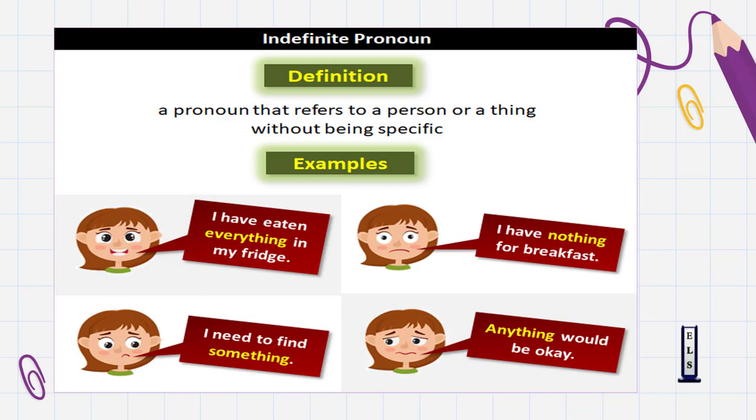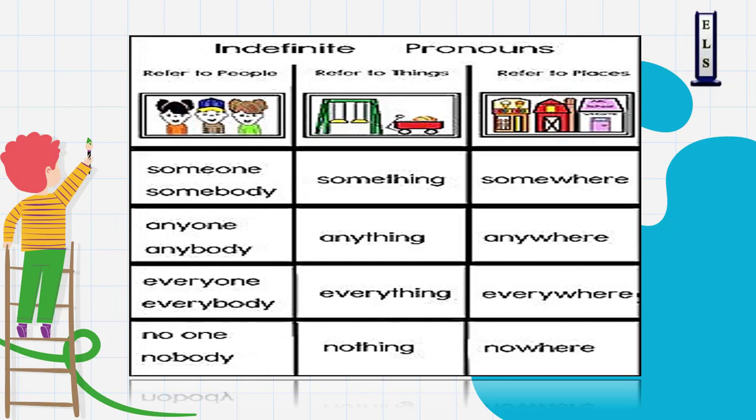Let's look at the examples here. First, I have eaten everything in the fridge. These examples did not specify the things that she ate, as she mentioned. She ate everything. The same goes with I have nothing for breakfast. Again, she didn't mention what were the things that she didn't have for breakfast. In the next table, the pronouns are sorted to show what goes with people, things, and places.